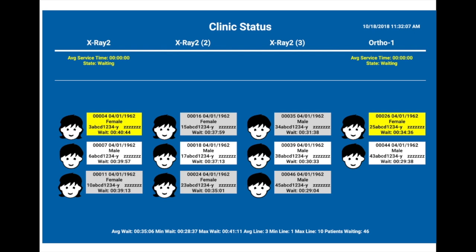So here we have basically two stations, X-ray 2 and Ortho 1. X-ray 2 required 3 columns to display the entire line. Ortho 1 is short, only has 2 patients. It required only 1 column to display its patient list.